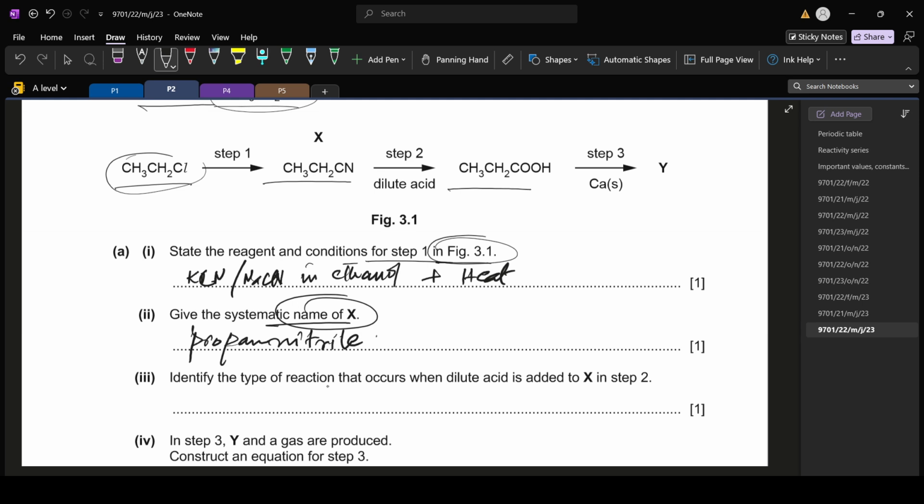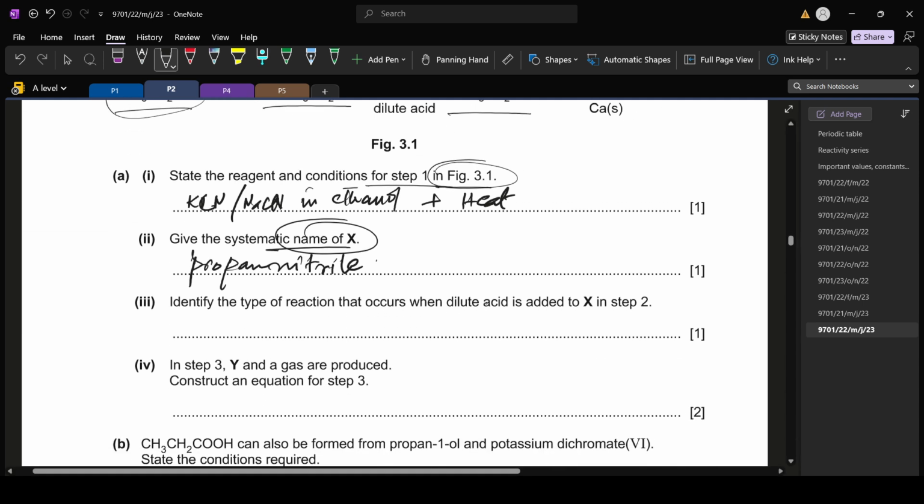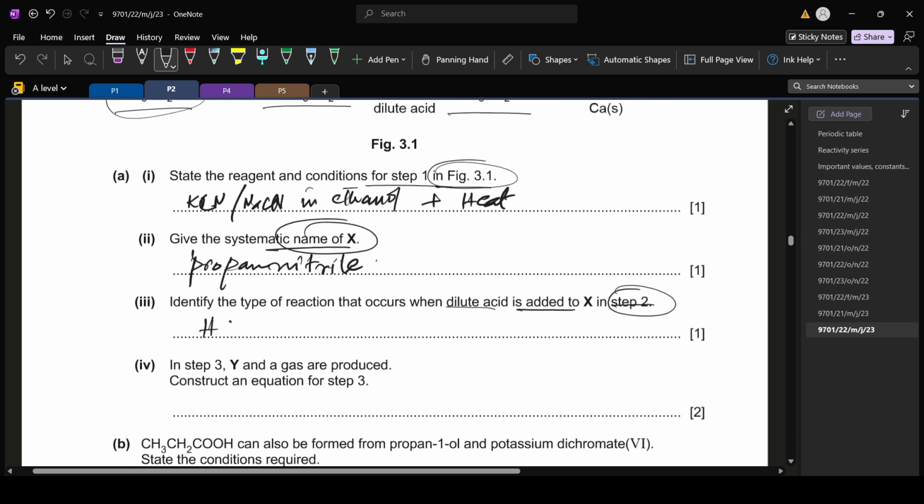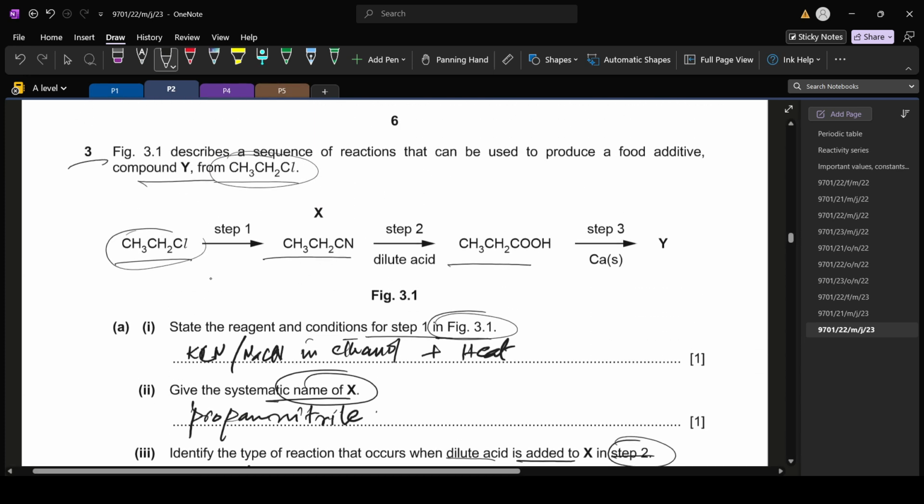Now identify the type of reaction that occurs when dilute acid is added to X in step 2. It's actually hydrolysis, the hydrolysis of the cyano group, acidic hydrolysis. Now when this propanitrile is hydrolyzed, it forms propanoic acid.